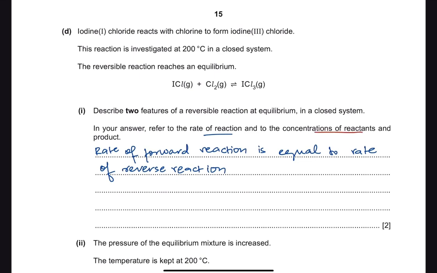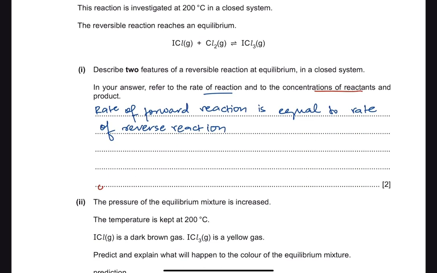Another thing is concentration. So you would say concentration of reactants and products stay constant. The concentrations reach an equilibrium, they do not change anymore. They're going to stay constant.